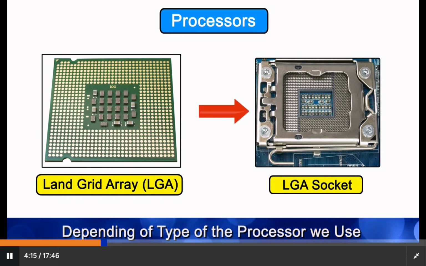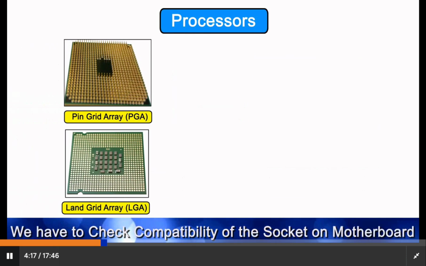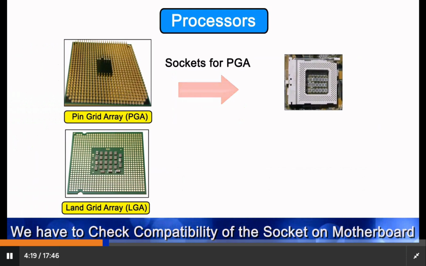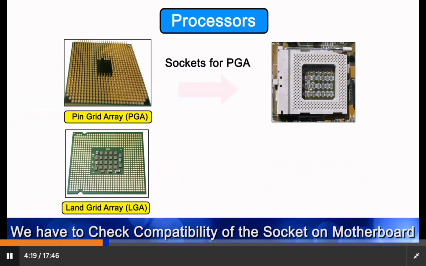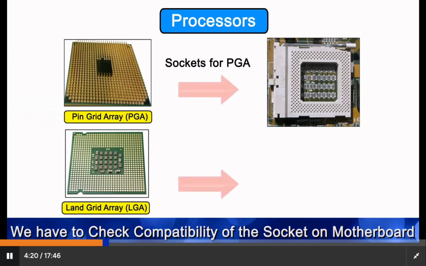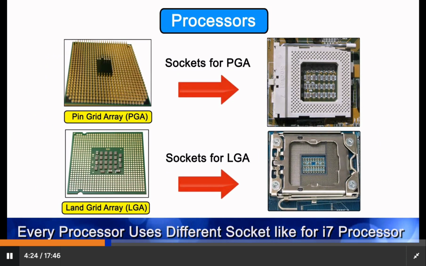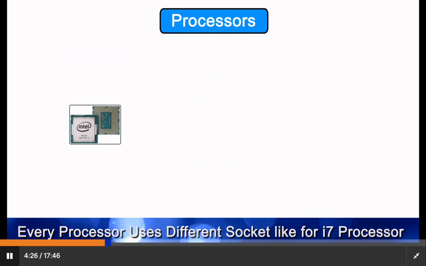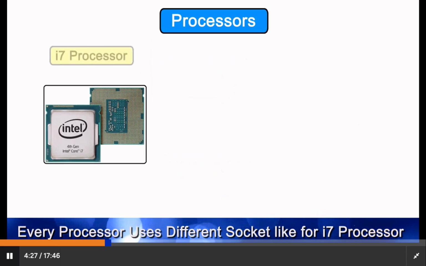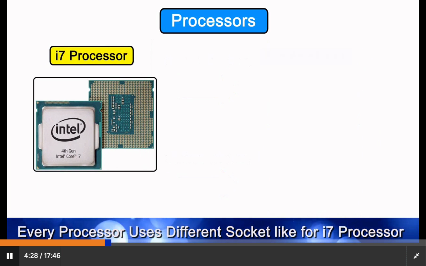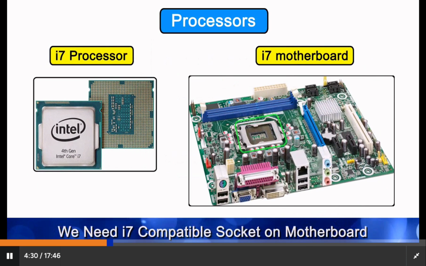Depending on type of the processor we use, we have to check compatibility of the socket on motherboard. Every processor uses different socket. Like for i7 processor, we need i7 compatible socket on motherboard.